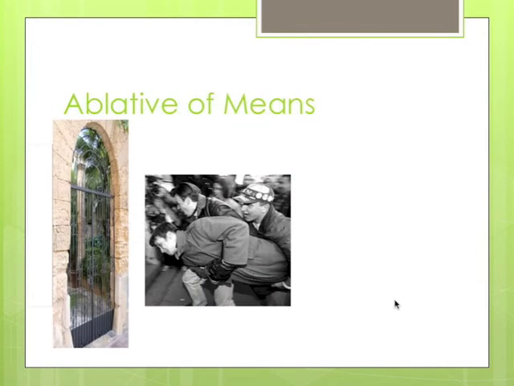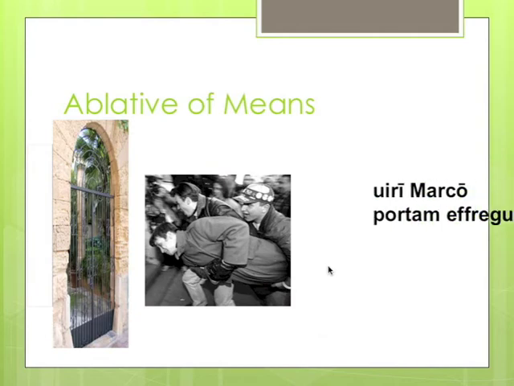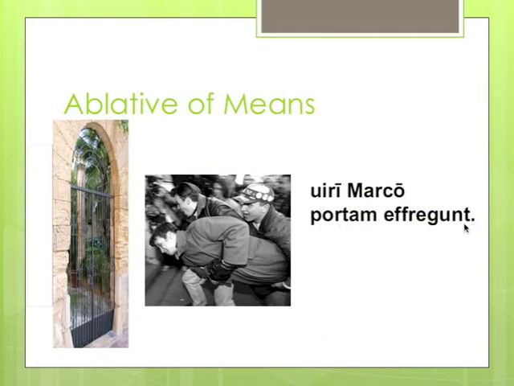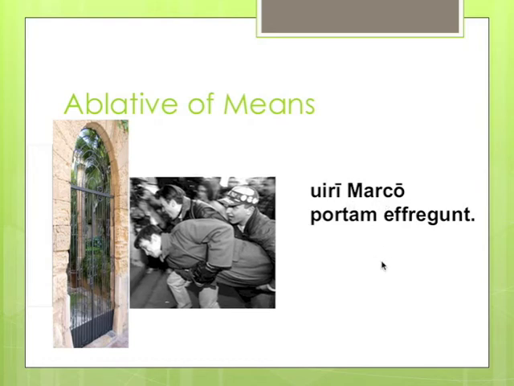On the other hand, here's another situation. Here's a gate, and here are some men, and here's poor Marcus one more time. This time the men are going to use Marcus to batter down the gate. He's now being used as a tool. And you might say, viri Marco portam effringunt. The men are breaking down the gate with Marcus. In this case, he's being used as a tool, so there's no cum. And here we go. Poor Marcus.